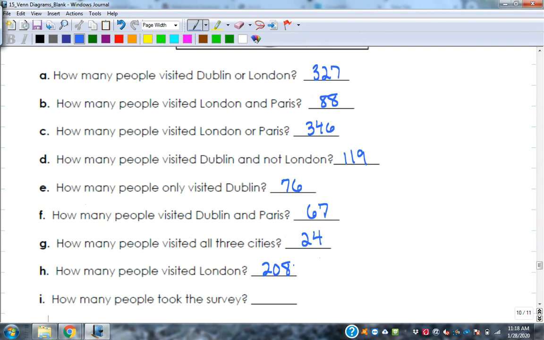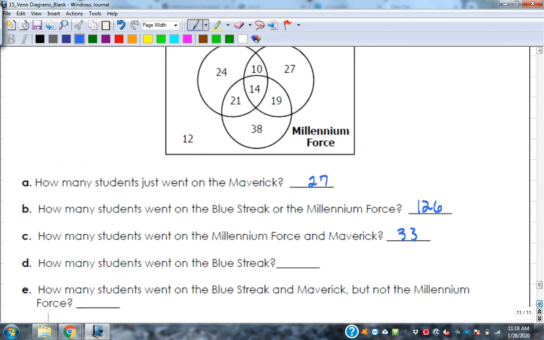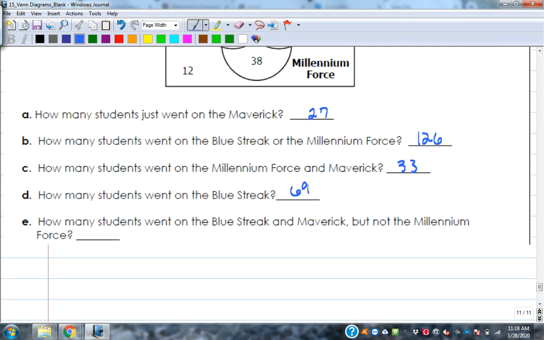How many people took this survey? 500. Good job. That's just the total of all the numbers on the board. How about that? Easy. All right. I think y'all could do number 6 on your own if you need to, right? I'll go ahead and write the answers for that, just in case you want to check yourself. 27, 126, 33, 59, and 20.